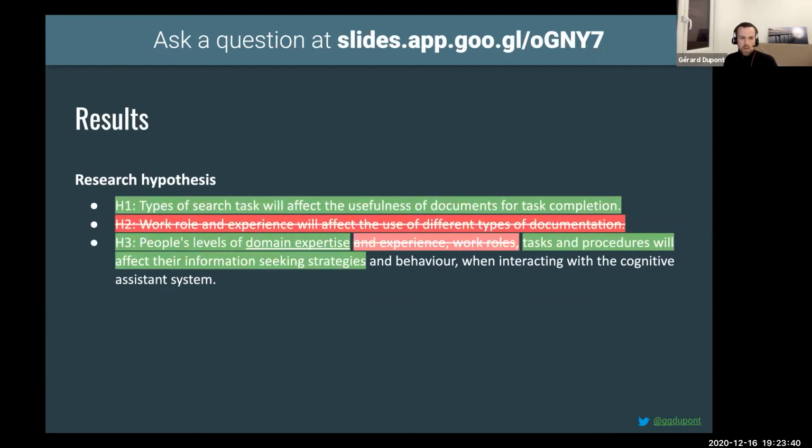So our main result is that the type of search strongly affects the kind of document that the users are using, and also the performance on the task completion. And that's actually a very strong factor, almost stronger than the system that they use. The work role and experience do not really affect the different types of documentation they use or their behavior using the documentation, which was a bit surprising.